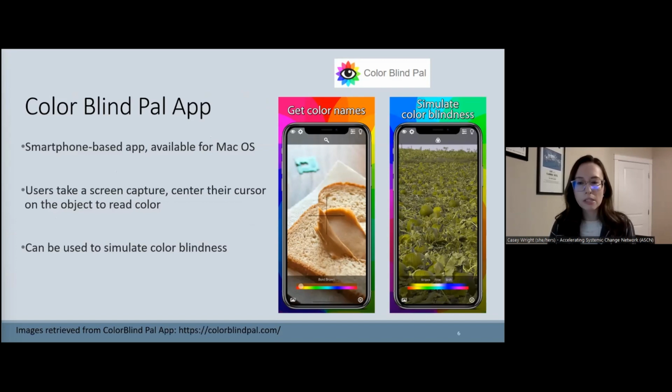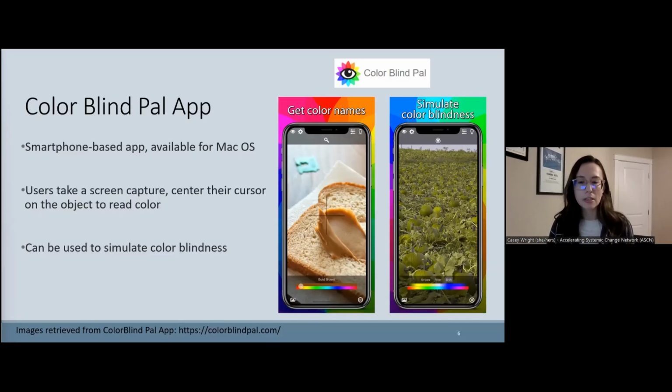It's a smartphone-based app that is also available for Mac OS, so you can use it on your computer if you have a Mac. What users can do is take a screen capture and center their cursor on an object to have it read out the color. So for example, here you're seeing an image of peanut butter on a piece of toast, and the target on the app is on the peanut butter, and it's reading the color at the bottom of the screen as bold brown.